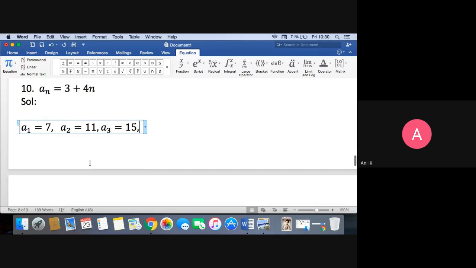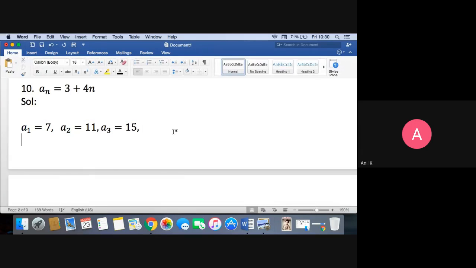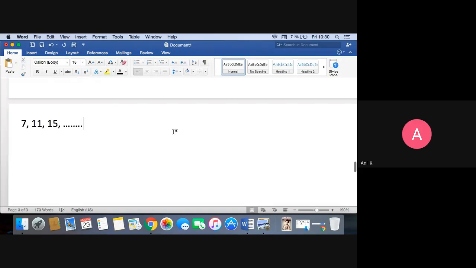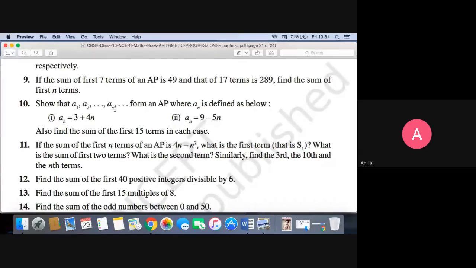So it will continue. A4, A5, A6. Now you are getting the terms as 7, 11, 15, and so on. Are these terms going to form an AP? 11 minus 7 is 4. Yes. That's what they asked. So where is this question? Show that A1, A2, and so on form an AP where AN is defined below. They ask you to check whether this forms an AP or not.